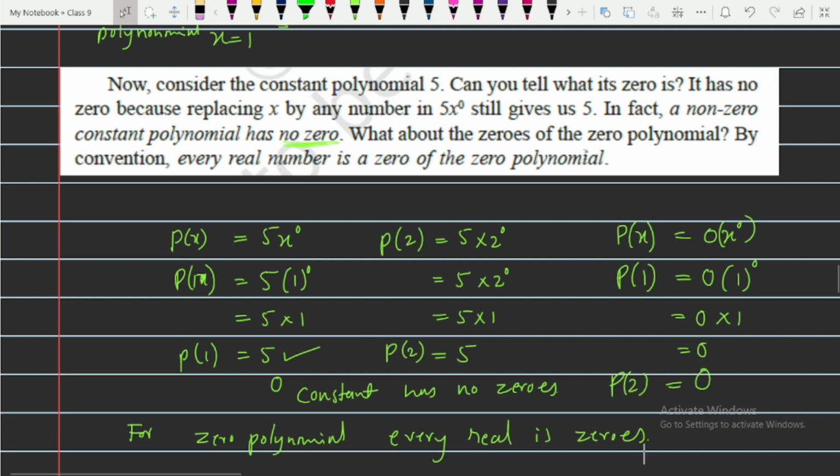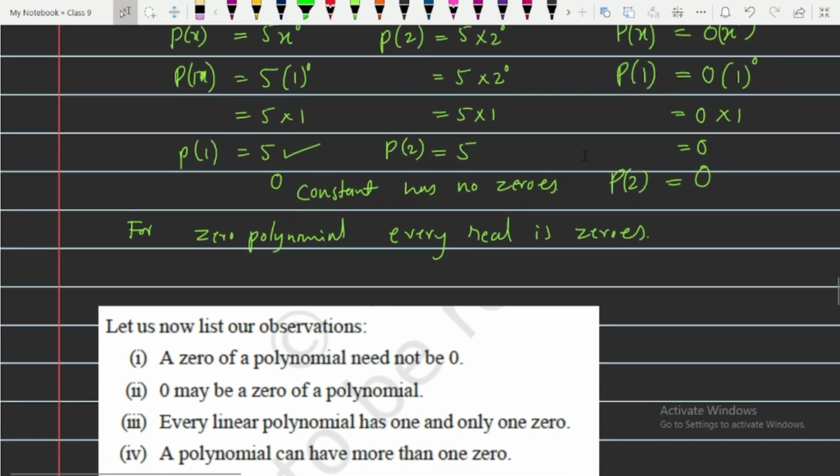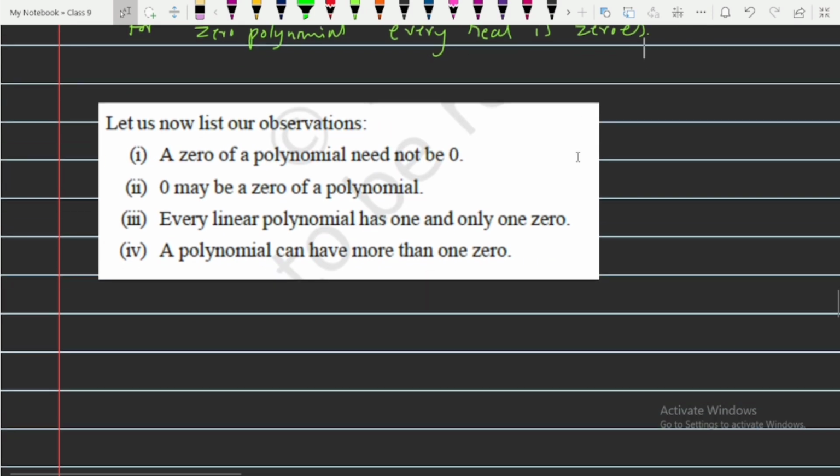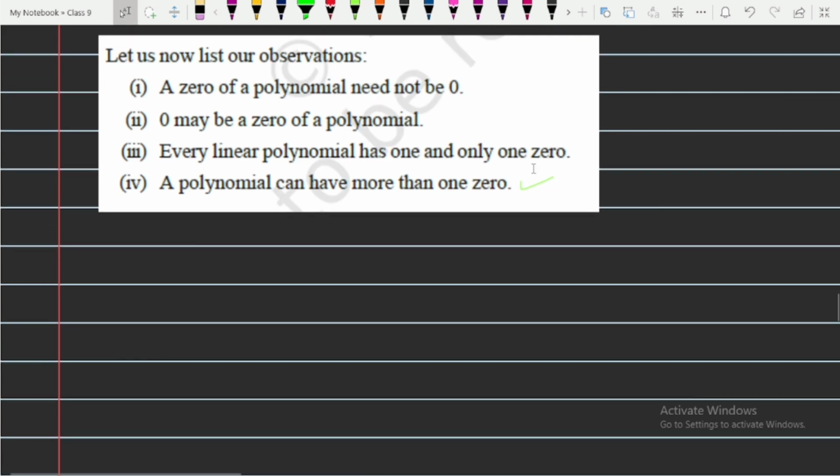Based on this we can observe some things. A zero of a polynomial need not be 0. 0 may be a zero of the polynomial. Every linear polynomial has only one zero. A polynomial can have more than one zero. We are going to discuss this in the next videos.